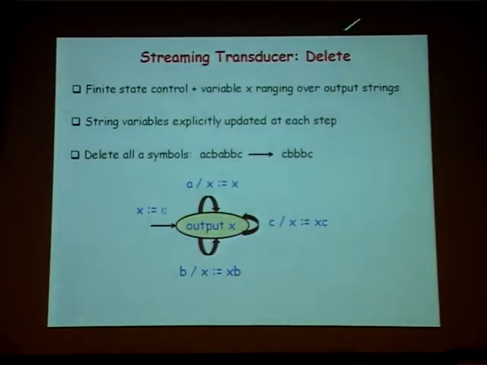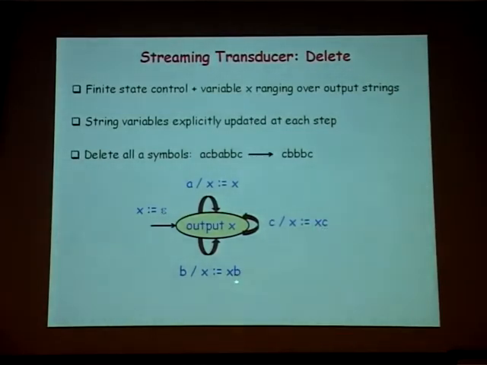So in every transition, the transducer reads an input symbol and updates the string variables. So here x is left unchanged. If the transducer reads a C, x is changed to xc. So this by default is concatenation. It's just like a string operation. So here C is added at the end of x.